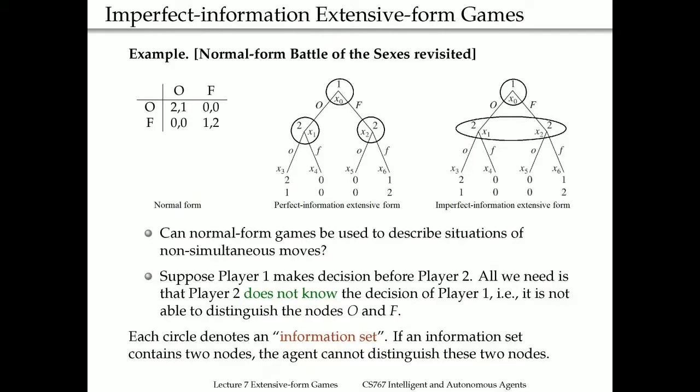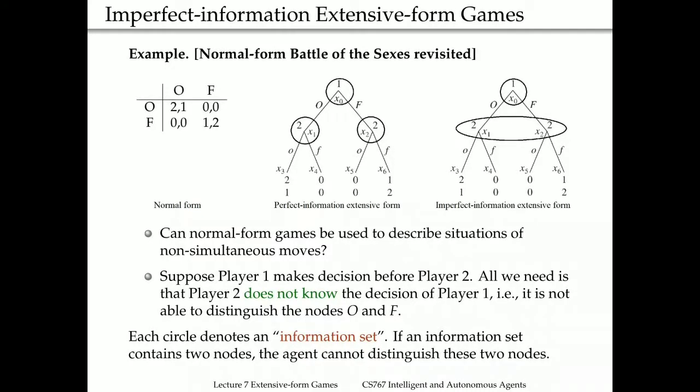Right? So all we need is that one of the players does not know the decision of the other player. So this means that it's not able to distinguish the nodes capital O and capital F after player 1 made the move. Right? So now this gives us some sort of idea of how we can transform that normal form game to a corresponding tree-like extensive form game.